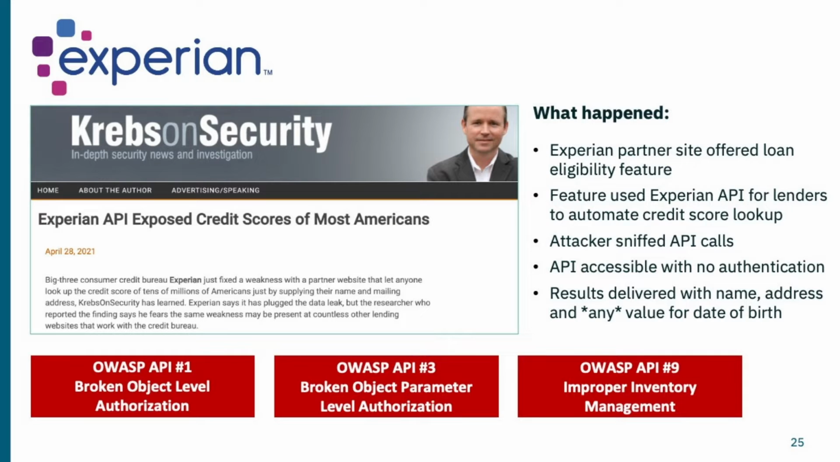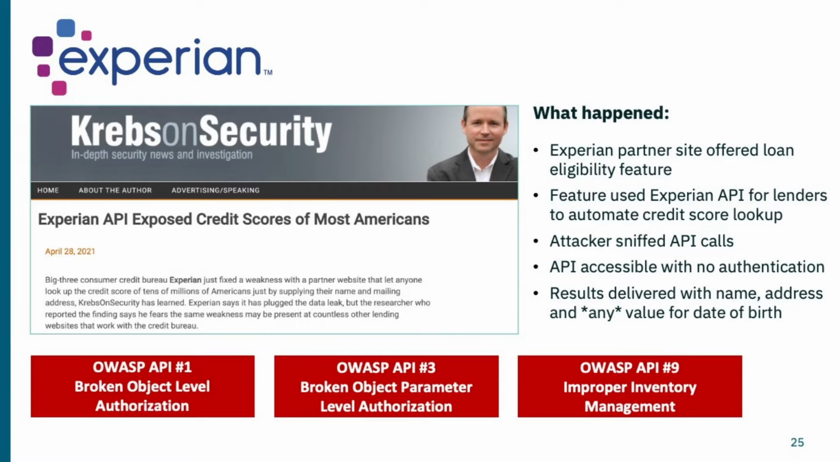That site was discovered by a researcher who then sniffed the traffic, identified the API, saw that it was an Experian API, and decided to try to call it directly themselves, which it permitted. What was interesting here was that they could, with an individual's name and address and date of birth, look up the credit score of any particular user in the entire Experian database.